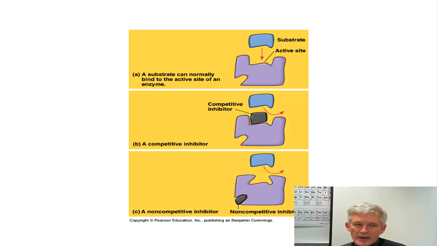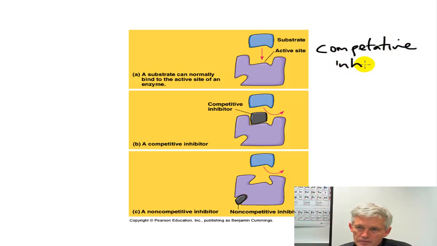Earlier we talked about the fact that a lot of these reactions can be influenced by what are called inhibitors. This is called competitive inhibition. Inhibition. And you, of course, know what inhibit means. Inhibit means to slow down. So we're talking about slowing down the rate of a chemical reaction, if not stopping it altogether.